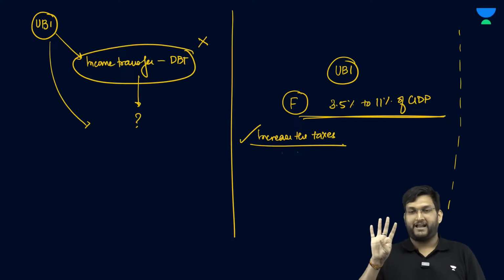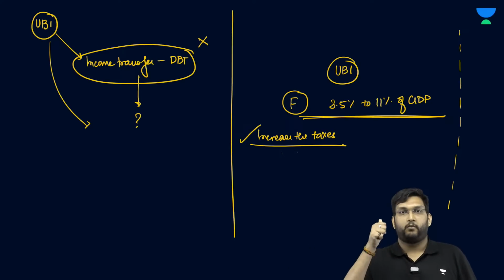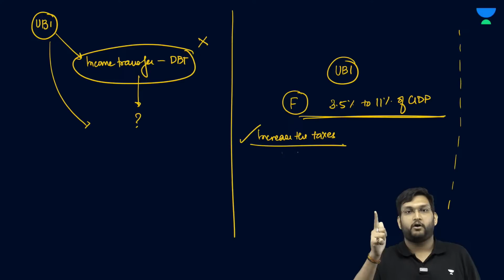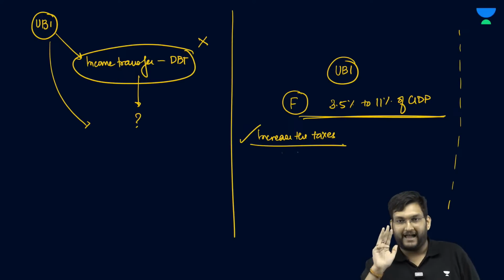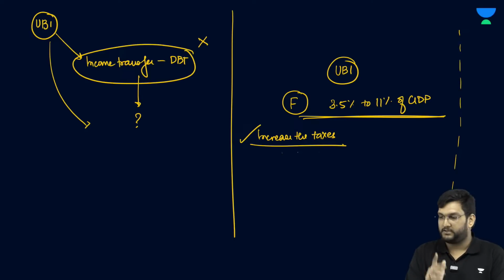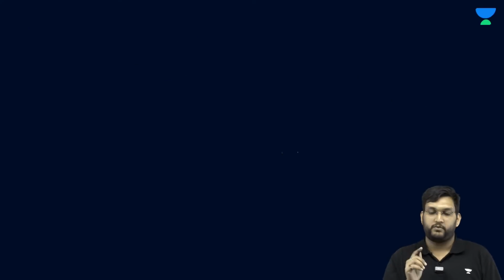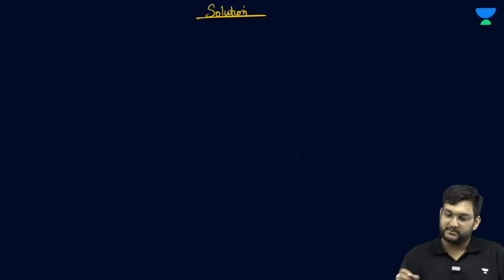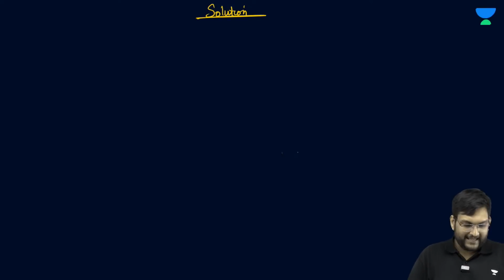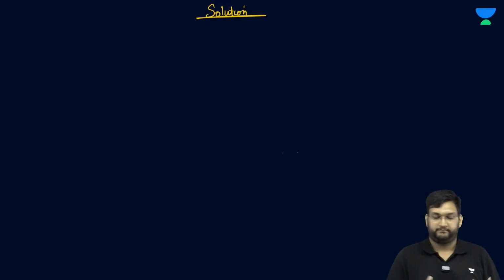So, 4 aspects we have already covered. What is UBI? Is DBT or income transfer UBI? No. What is desirability and feasibility of a scheme? And have countries tried to experiment with it? Now, what is the solution which the author is giving us? What is the solution which he is giving? He comes up with a very interesting scheme.